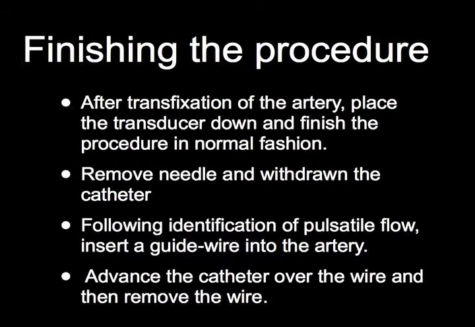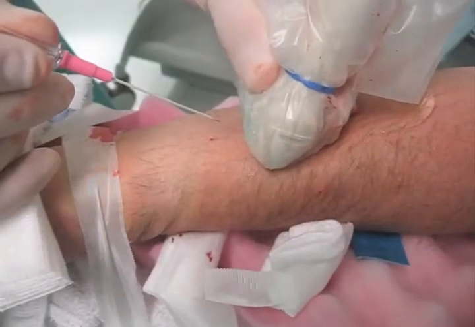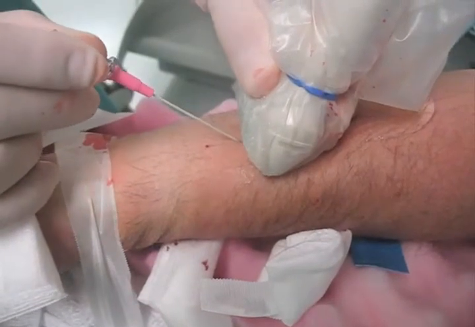Finishing the procedure. After transfixation of the artery, place the transducer down and finish the procedure in a normal fashion. Remove the needle and withdraw the catheter. Following identification of pulsatile flow, insert a guide wire into the artery. Advance the catheter over the wire and remove the wire. These techniques are demonstrated here.